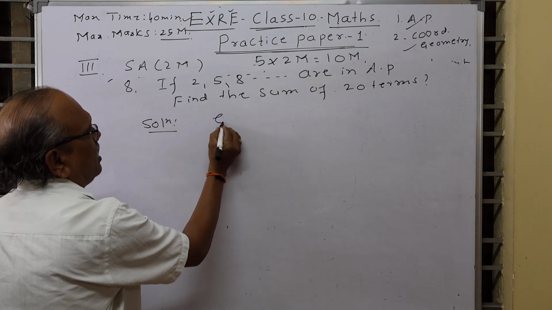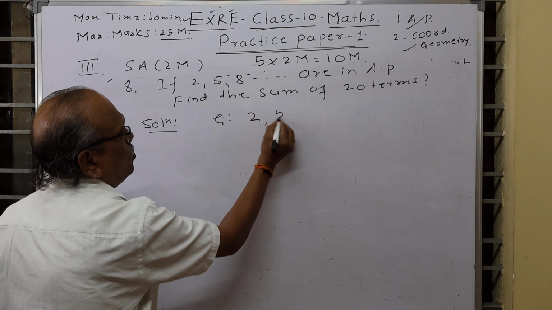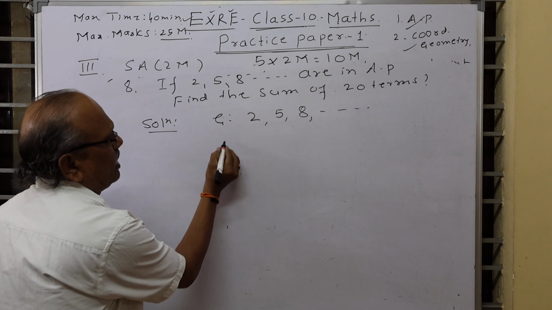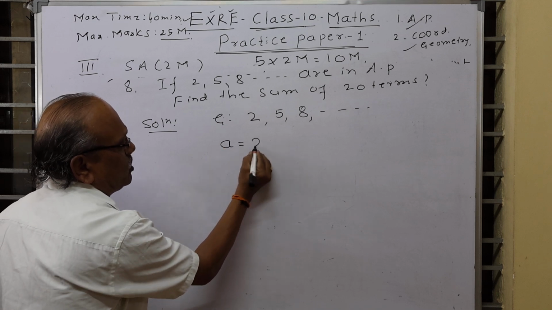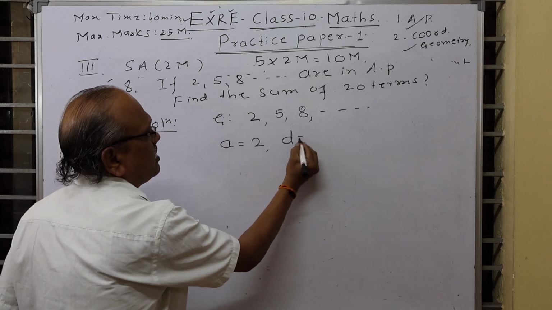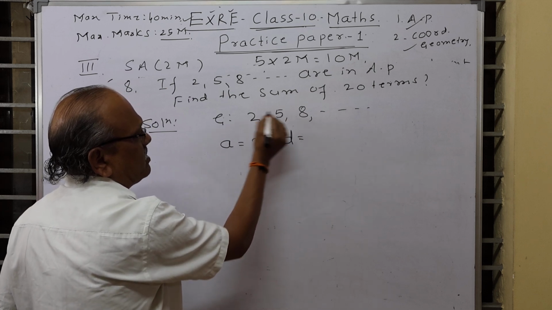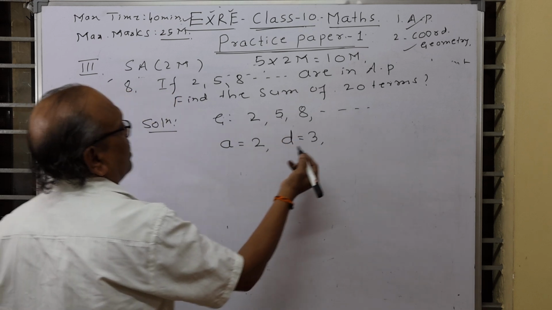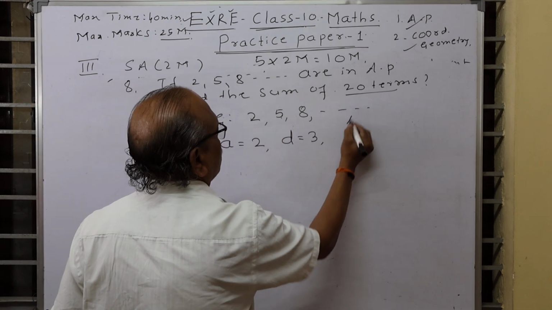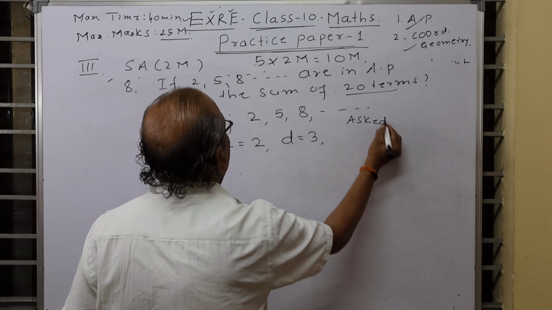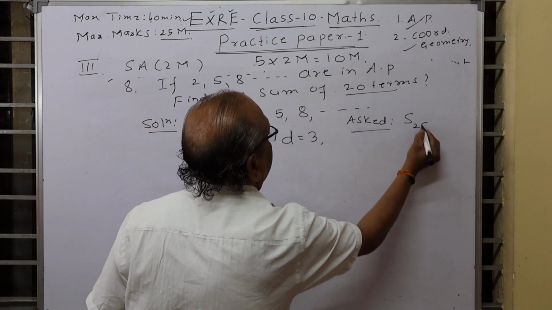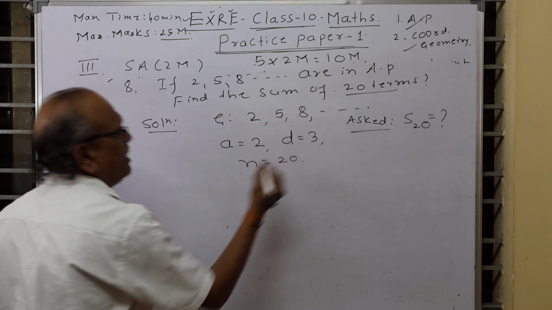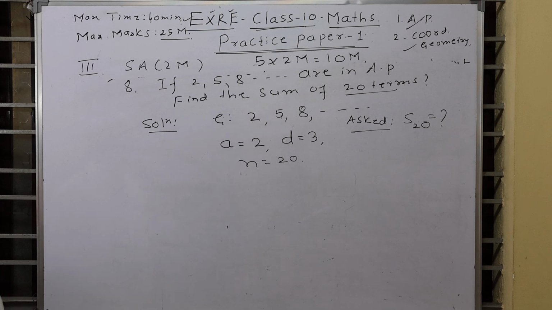What are you given? 2, 5, 8, and so on are in AP. Looking at it, can you tell me what is the first term? First term is 2. How do you get the common difference? Common difference is second term minus the first term. 5 minus 2 is 3. How many terms are there? What is n? What are you asked to find out? You are asked to find the sum of 20 terms. Means S20 is asked. Then what will be n? n will be 20. Like this you have to collect the information.